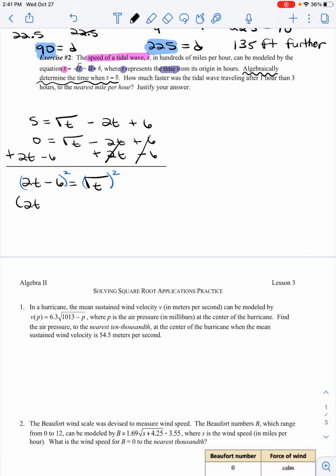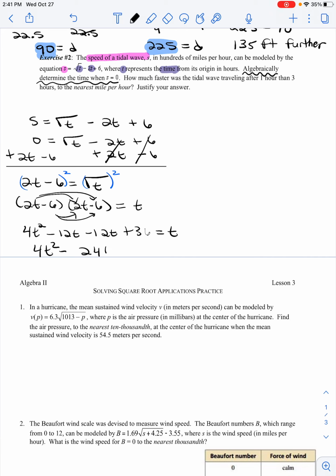So this left side would be 2t minus 6 times 2t minus 6, and this right side would just be t. Here I need to double distribute. So I get 4t squared minus 12t minus 12t plus 36 equals t. So I really have 4t squared minus 24t plus 36 equals t. And then if I subtract that t, I would have 4t squared minus 25t plus 36.